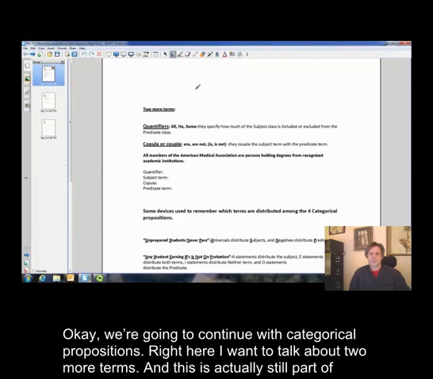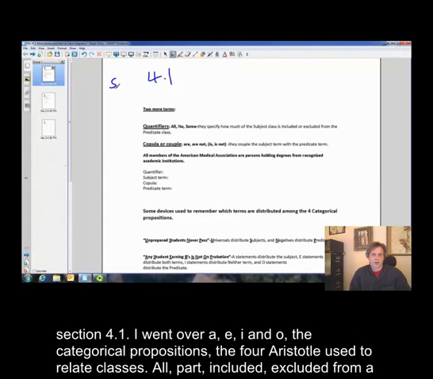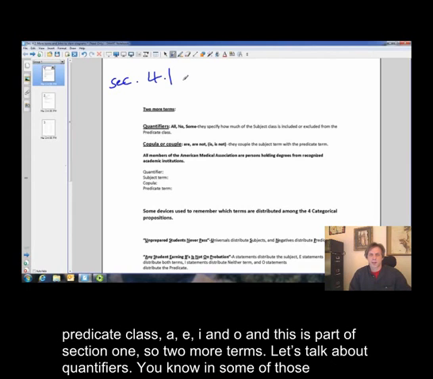Okay, we're going to continue with categorical propositions. Right here, I want to talk about two more terms, and this is actually still part of section 4.1. I went over A, E, I, and O, the four categorical propositions Aristotle used to relate classes: all, part, included, excluded from a predicate class.